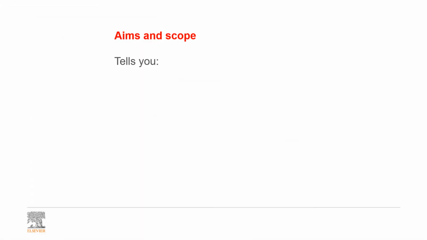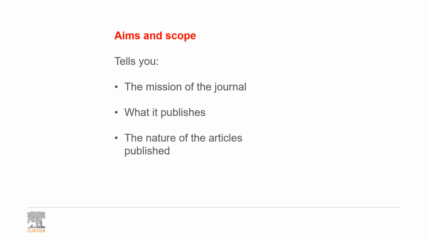If you're going to publish in a journal, always check the aims and scope. These tell you what the mission of the journal is, what it publishes, the nature of the articles published, in other words, international peer-reviewed articles, and who's the intended readership. Is it clinical, is it academic, or is it educational, for example?